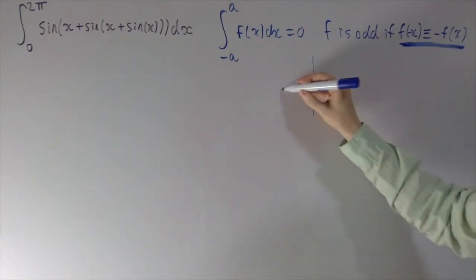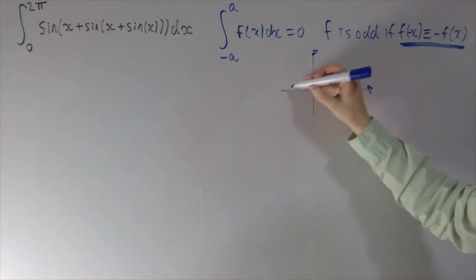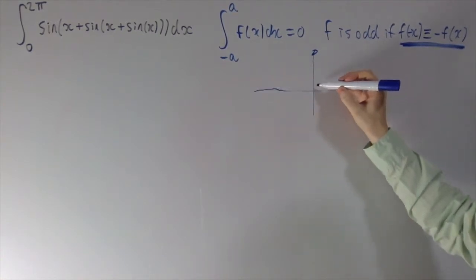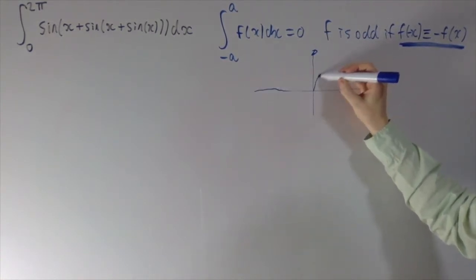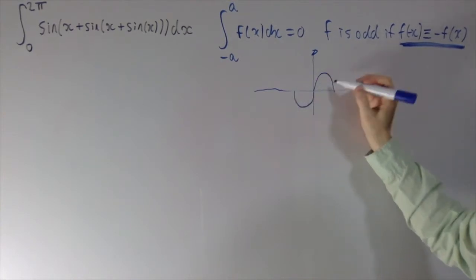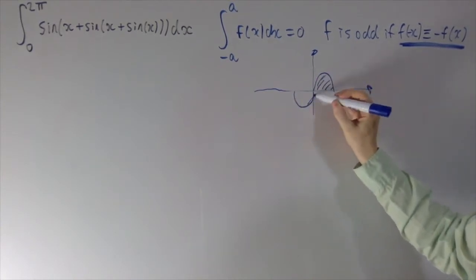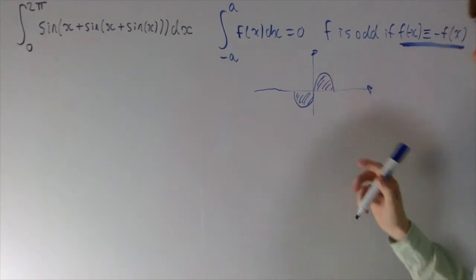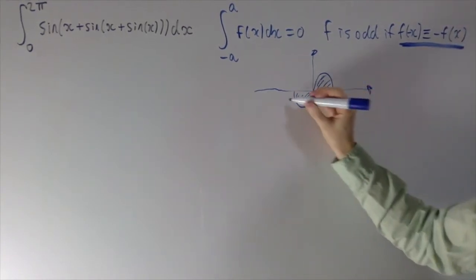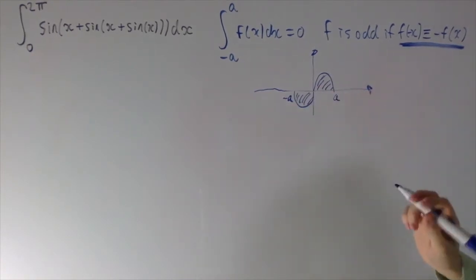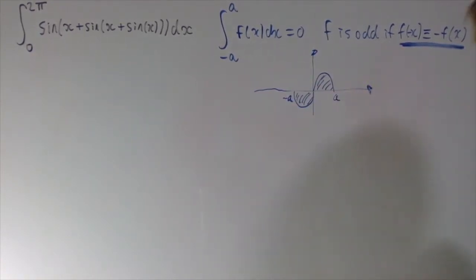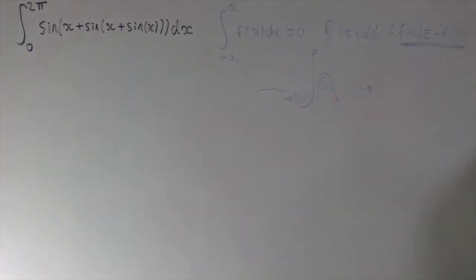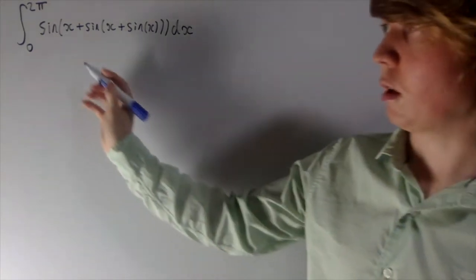And just to show what that would look like, if you like to think of your integrals in terms of positive and negative areas, perhaps you've got some sort of function like this. You've got your positive area here, your negative area here. These two cancel out, and that's why your integral between a and negative a will give you 0 for an odd function like this.